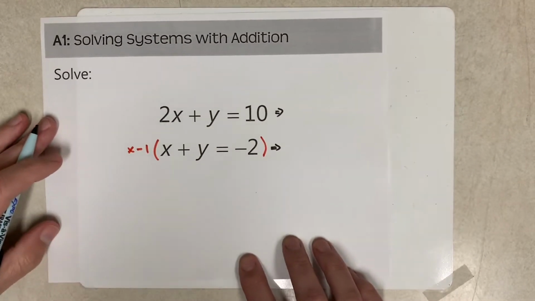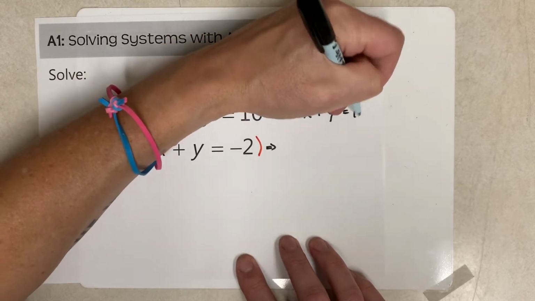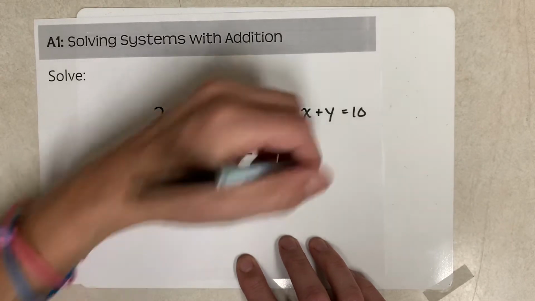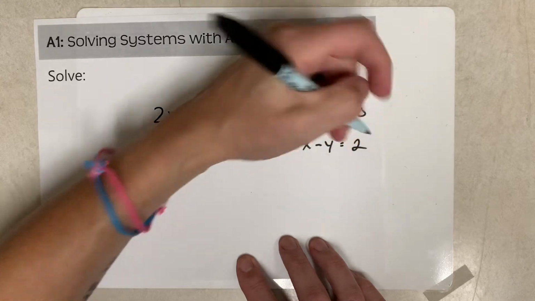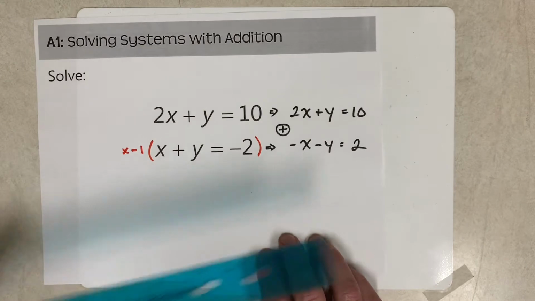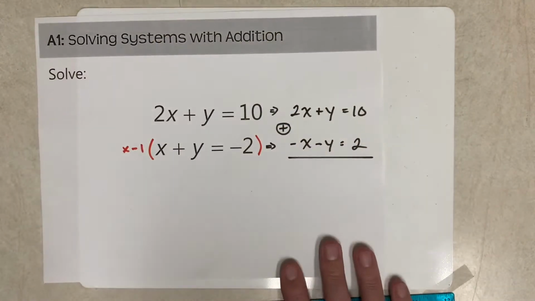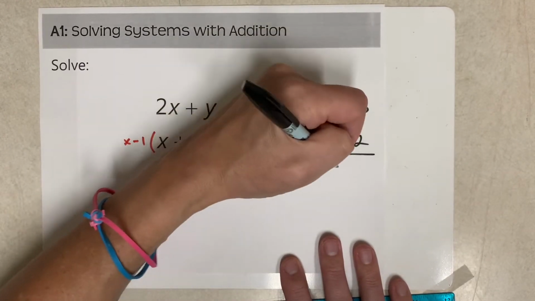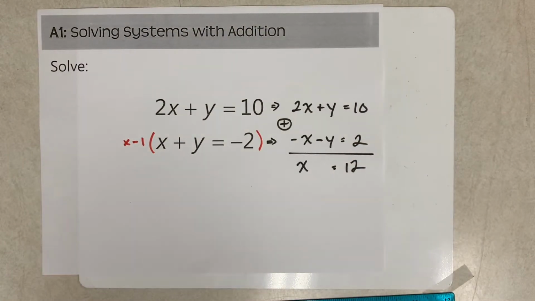So I'm going to shift that over here now. 2x plus y equals 10. Negative x minus y equals positive 2. Okay, now we can go ahead and add the two equations together because now the y's are going to cancel. And they would not have done that before. So now when they cancel, 2x take away 1x is x. The y's cancel. 10 plus 2 is 12. So x is equal to 12.